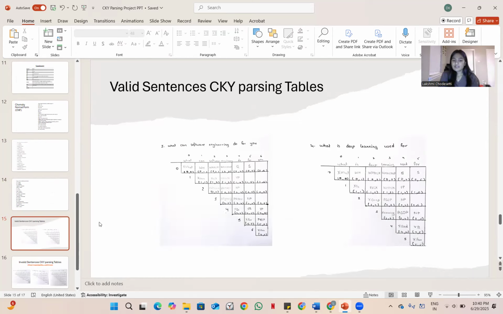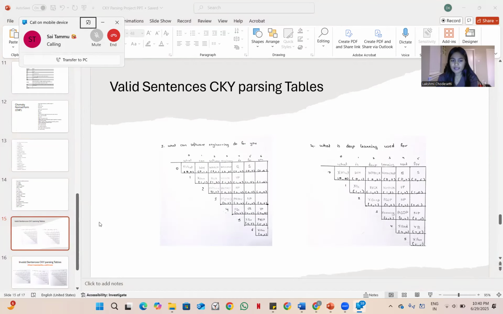These are the CKY parsing tables that I have generated for two of the valid sentences. What can software engineering do for you is an example where you can see it is a bottom-up approach, where if the topmost right cell is S, that means this particular sentence is accepted by the grammar.